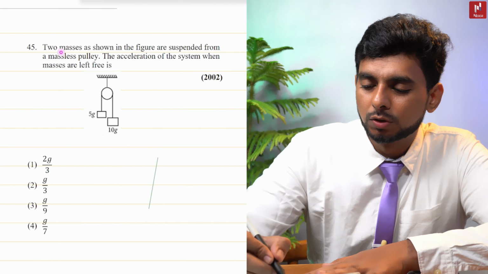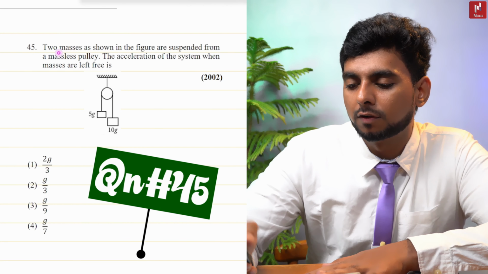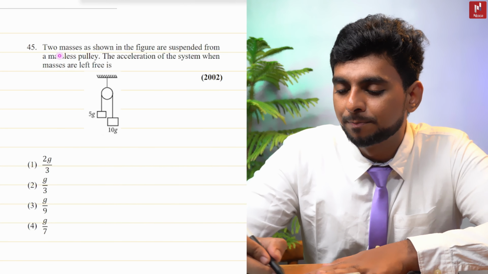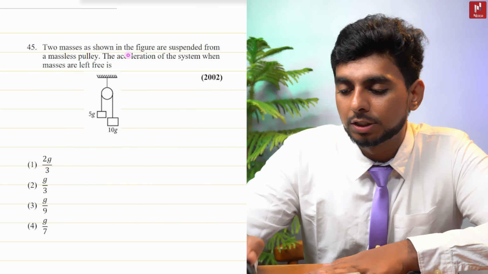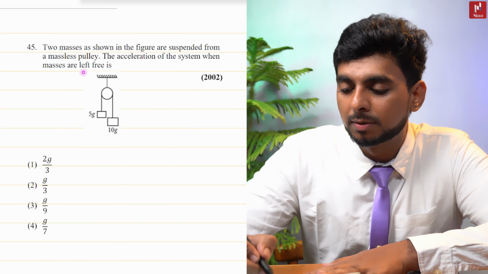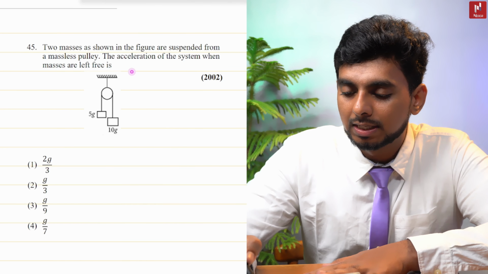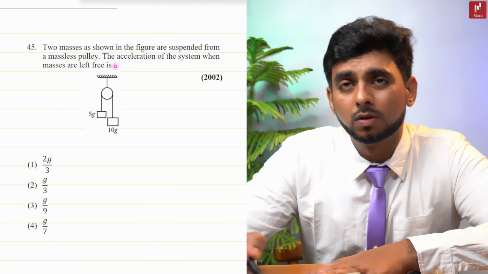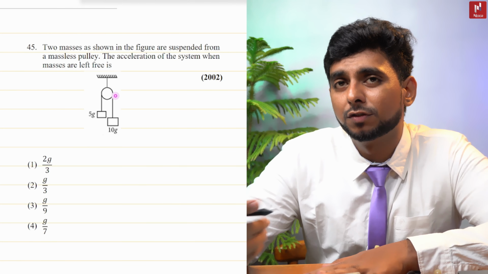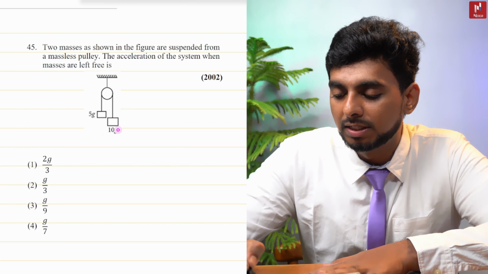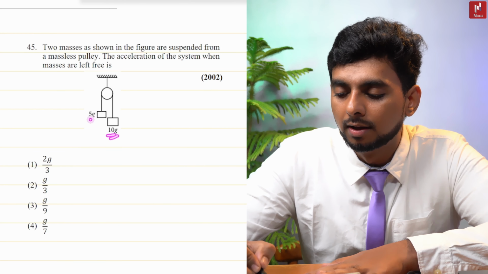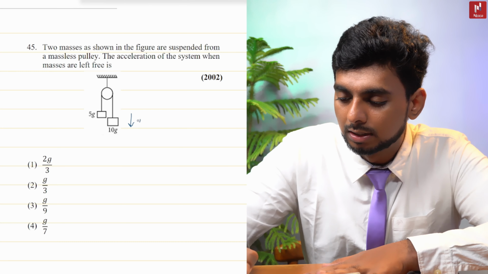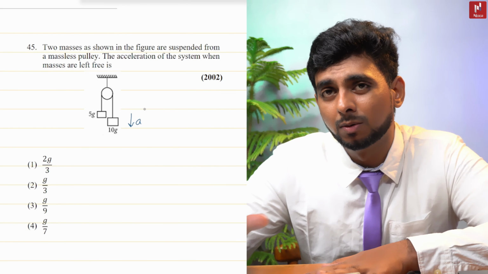The next sum is also a same-pattern sum that you have already seen in the previous sessions. Okay, so this is a pulley based sum. Here I've got two masses, as shown in the figure, suspended from a massless pulley. Got it? The question is the acceleration of the system when they are left free. So how is it going to accelerate? They're asking us to find the acceleration of the system, which means obviously 10g is going to dominate, 5g isn't going to dominate. Therefore, this will accelerate downwards with an acceleration that's not equal to g.